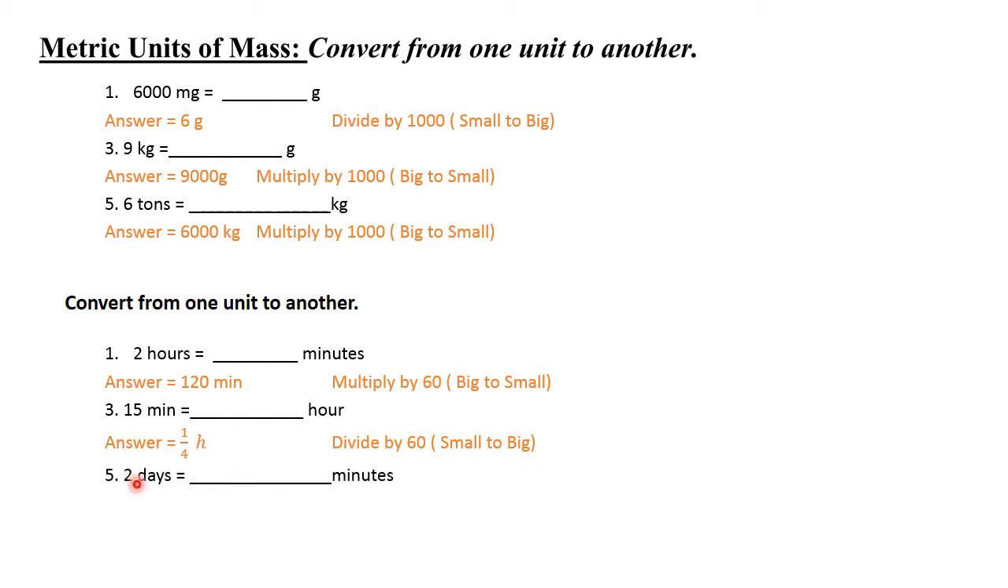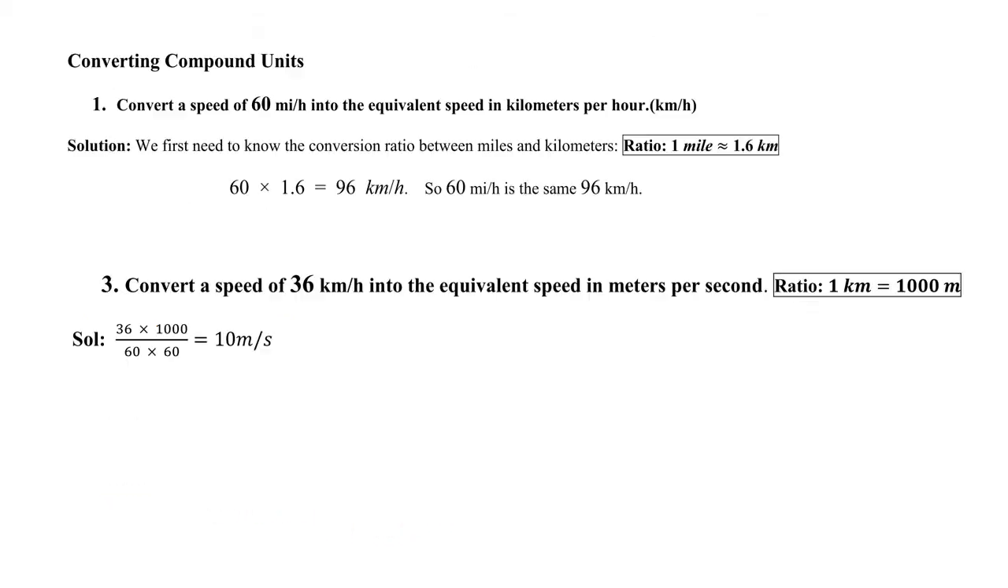Number 5, 2 days into minutes. Converting from bigger to smaller, so 2 days into hours and then minutes means 2 times 24 times 60, we will get 2880.